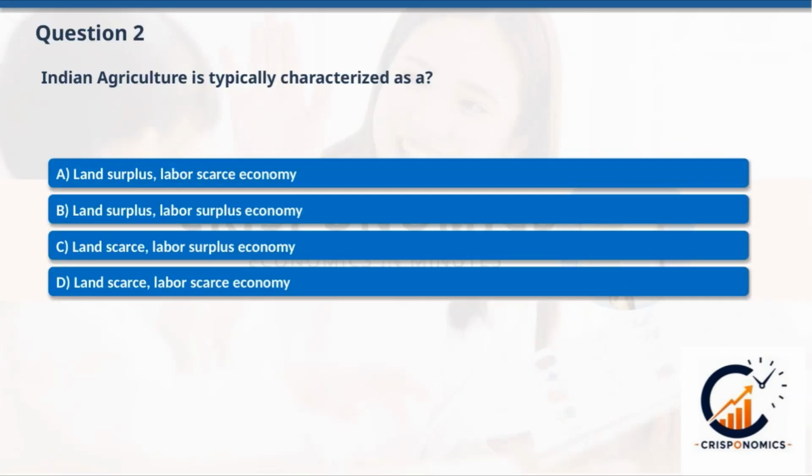Let's take a moment to think about the different types of economies based on land and labor availability. We have 4 categories here, from land surplus with labor scarcity to land scarcity with labor surplus. The question is, where does Indian agriculture fit in? Is it a land scarce, labor surplus economy, or something else? Understanding this helps us grasp the challenges and opportunities in the agricultural sector. It's a key piece in the puzzle of India's rural economy.